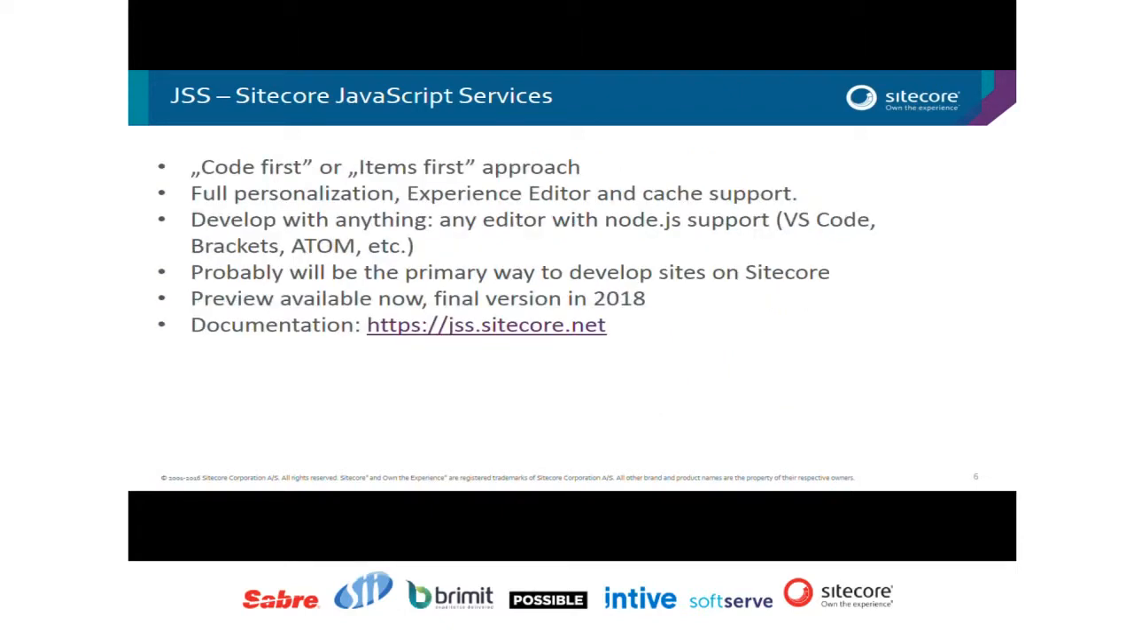Yeah, so in JSS there is a code first and item first approach. What does it mean? Item first is basically the same approach which we use right now. So you create items in Sitecore and you grab them using some rendering. For example, in JSS you grab them as JSON, but there is also a code first approach. So the developers can create some JSON structure, and they can deploy it to Sitecore and create the item structure.